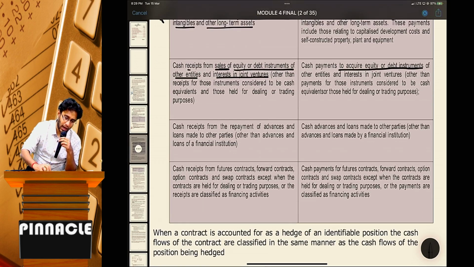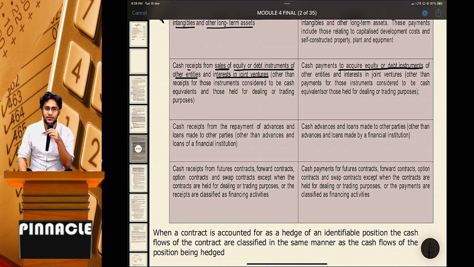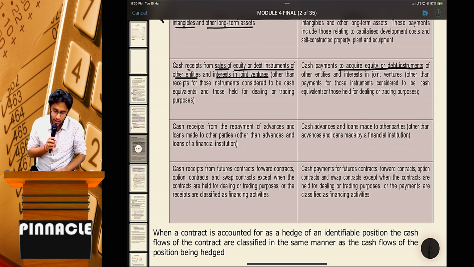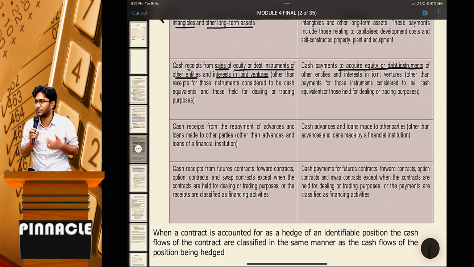Brackets or something is there, see: other than receipts or payments for those instruments considered to be cash equivalents. Cash equivalent, for example, you purchase a treasury bill, sir. Will you go and show it as investing activity? No, that's part of cash. Technically that is also a purchase of investment, but that is not part of your investing activities because that belongs to the cash and cash equivalent group. That is one exception. Another exception is also there: and those held for dealing or trading purposes. That means buying and selling investments is your core business. For that fellow, investment buying will not become investing activity, that becomes an operating activity, obviously. So there are two exceptions on both sides.